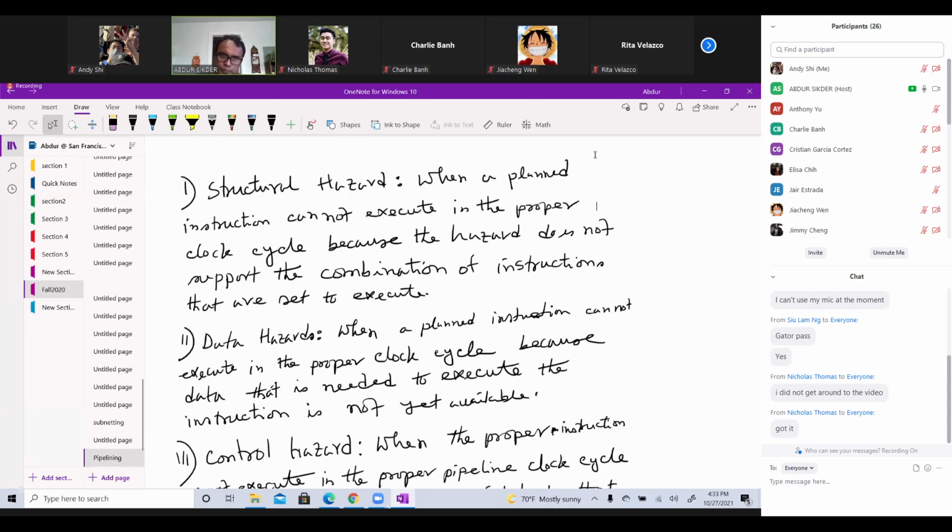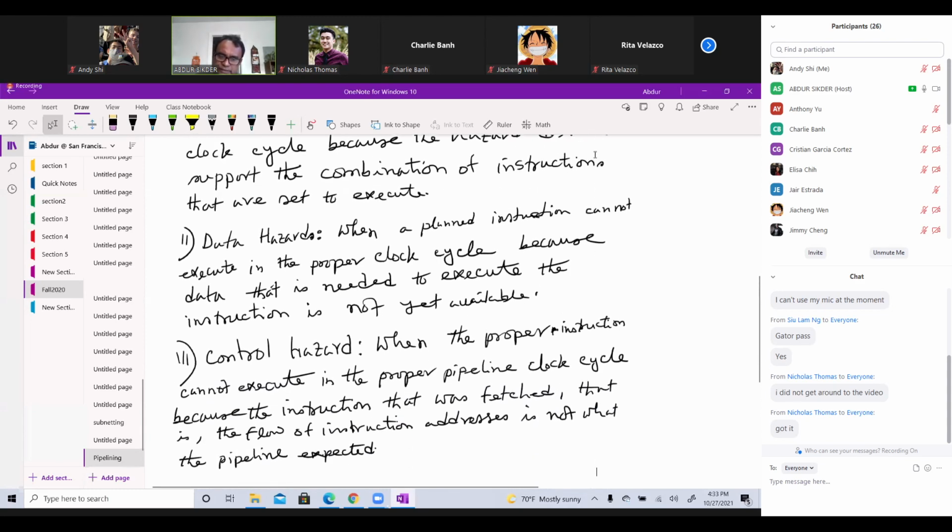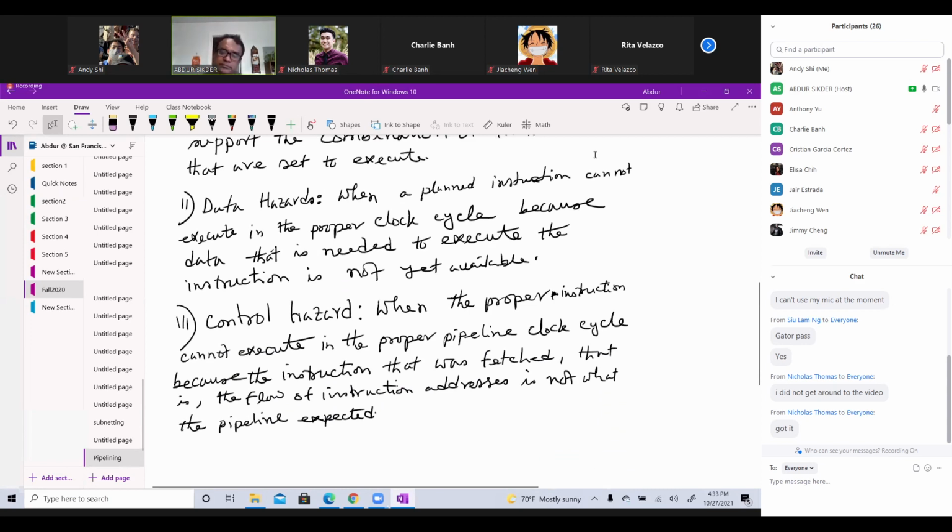Control hazard: when the proper instruction cannot execute in the proper pipeline clock cycle because the instruction that was fetched is not what the pipeline expected. So the instruction that was fetched, the fetched instruction address, is not what the pipeline expected. It's not the right one. So that's the control hazard.